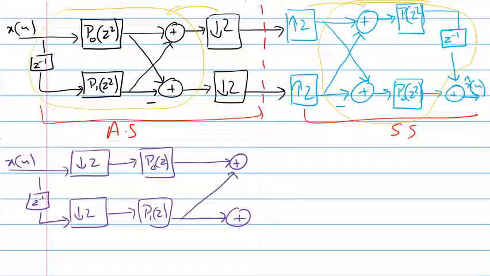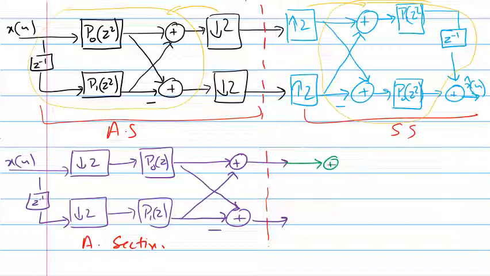So here we are getting the output, and then this output will just pass it. This part is the analysis section. So that will go to a synthesis section. In the synthesis section, we will be doing a little bit of modification here.